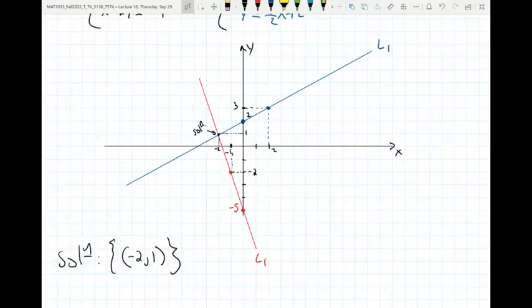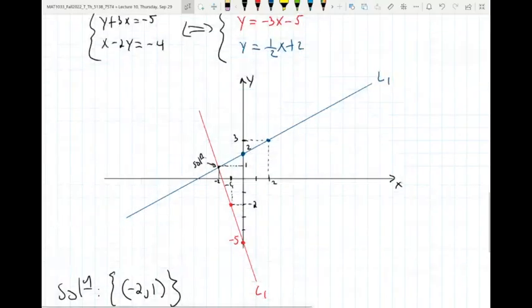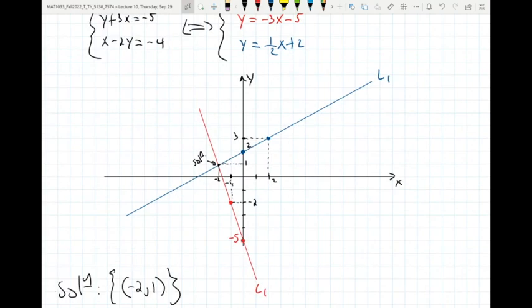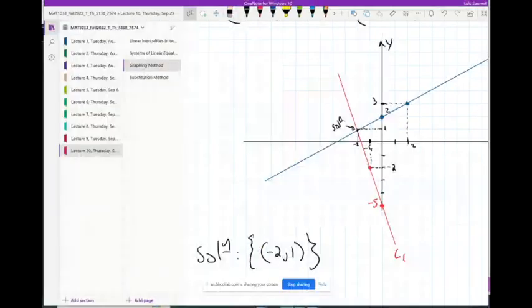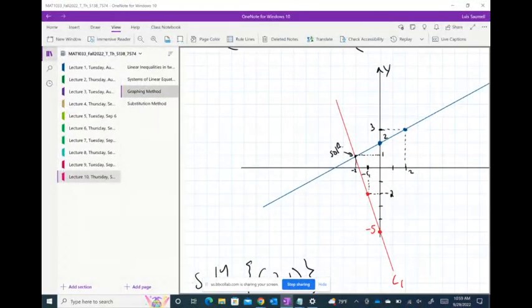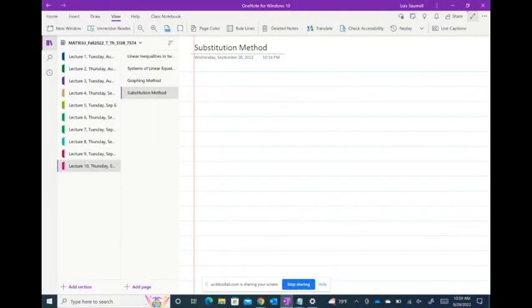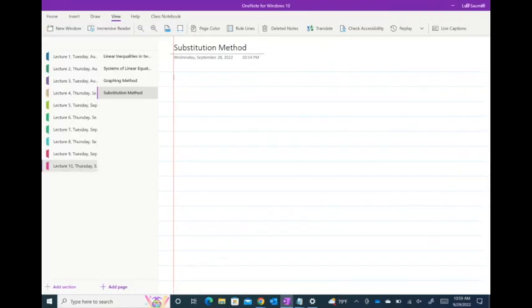So let me show you. I'm going to redo the same problem using the substitution method, to illustrate to you how it works. Then next time, I'm just going to do more examples. Any questions? All right. So hopefully you realize that this is not practical. To actually find this point, we need to do something else. So let me show you the substitution method. It should be pretty straightforward.